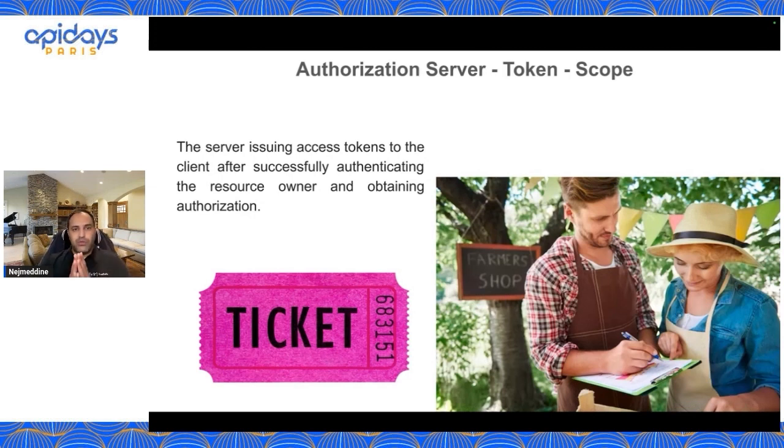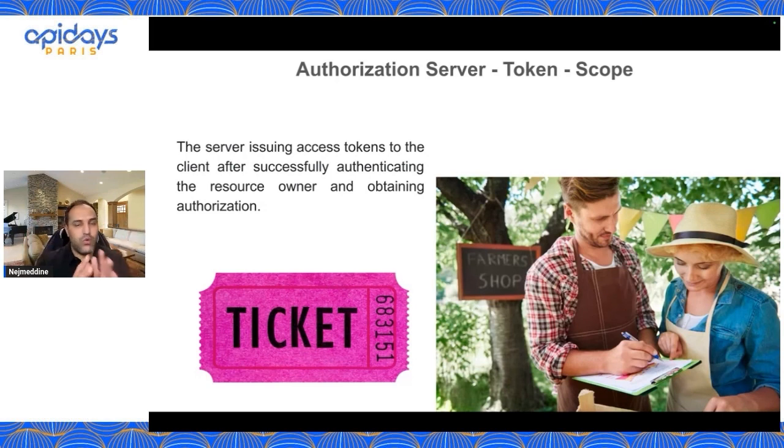Now let's come to the authorization server, and for the authorization server I will also speak about the token and the scope. You can imagine that this man who will be at the door of the farm gives access or not to a person that wants to visit, or let's say a customer that wants to go to the farmer's shop and buy some fruits or some other things inside the farm. So this man is the authorization server.